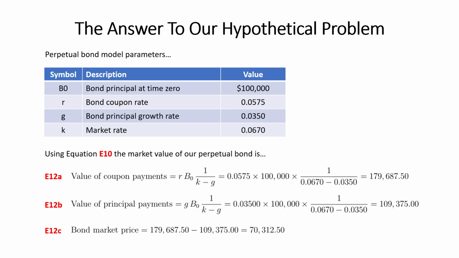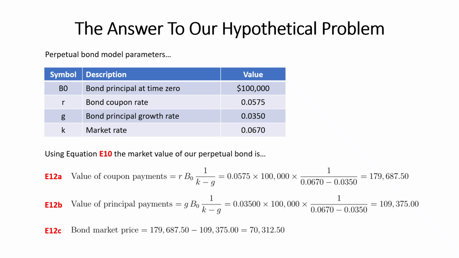So now that we have our equation and all of our parameters, we can actually solve for the value. What we're going to do is take equation E10 and split it up into two pieces. Notice that E10 starts with R minus G, so we're going to evaluate the R part first, which is the value of the coupon payments. And then we're going to subtract out the G part, which is the value of the principal payments that we make to the bond issuer.